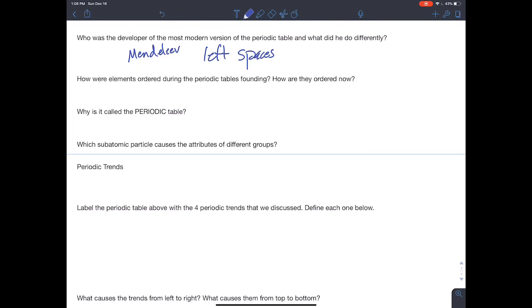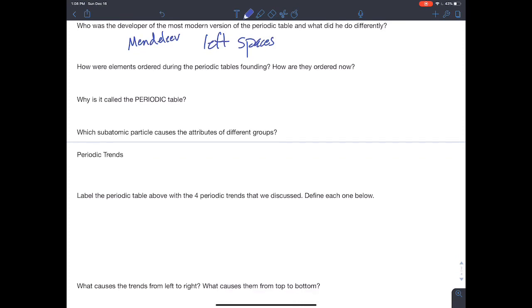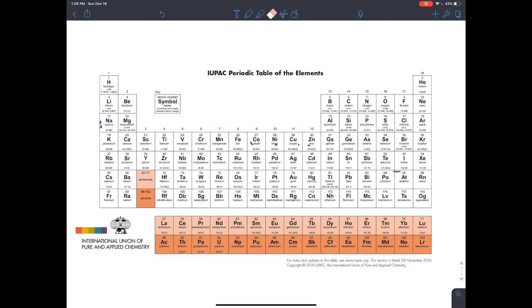How were elements ordered during the periodic table's founding? How are they ordered now? That's what I just touched on. They were organized by properties and atomic mass, which works for the most part, but now we use atomic number specifically. For those of you who may have forgotten, if you look at the periodic table at the numbers 1, 2, 3, 4, 5, it goes up by 1, and the atomic number is the number of protons. So we're increasing by 1 proton every time, and 1 electron for every neutral atom. I'm just going to erase all this. So that's how the periodic table is ordered. That's how we use it. It's ordered by atomic number.